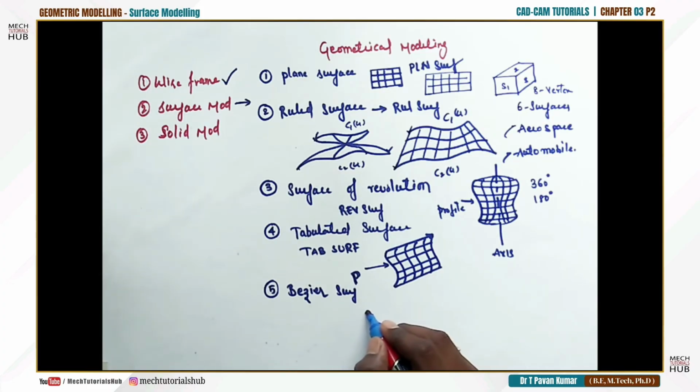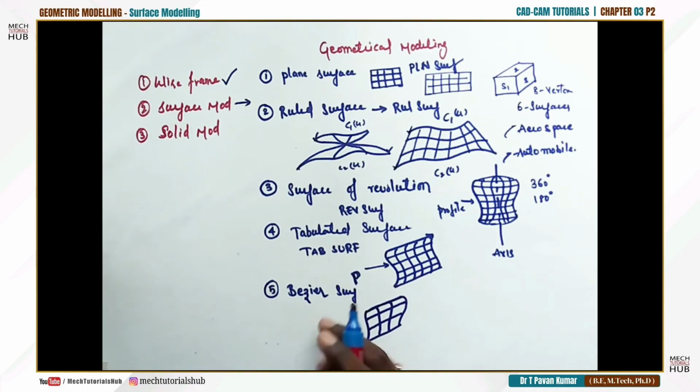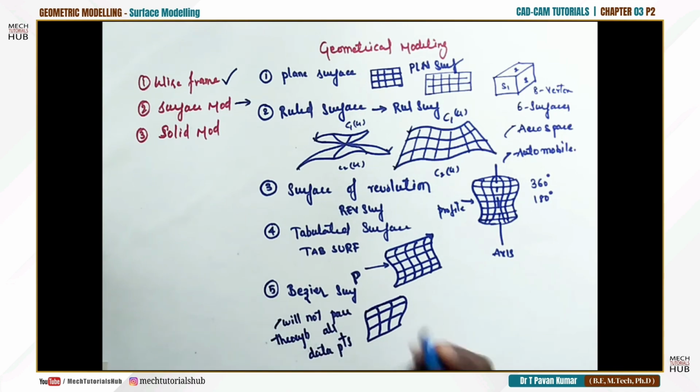For example, here is one control line, here is another. The surface is going to be something like this. In this case also, similar to the wireframe, the Bezier surface will not pass through all the data points. Again, it is an approximation surface.